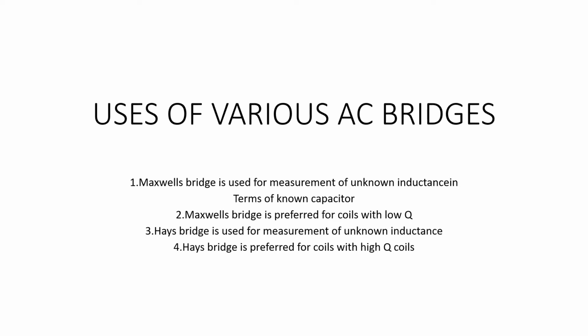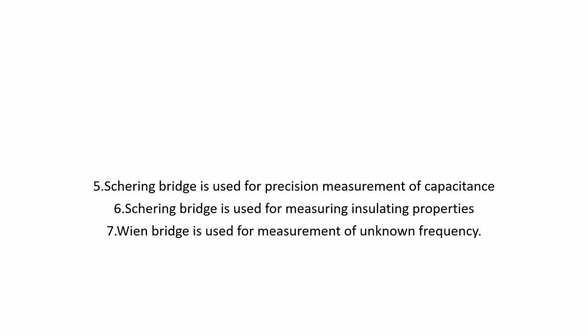Hayes bridge is used for measurement of unknown inductance, but the Hayes bridge is preferred for inductors with high Q coils. Next, the Shearing bridge. The Shearing bridge is used for the precision measurement of the capacitance. The Shearing bridge is used for measuring the insulating properties. And the Wien bridge is used for measurement of unknown frequency.